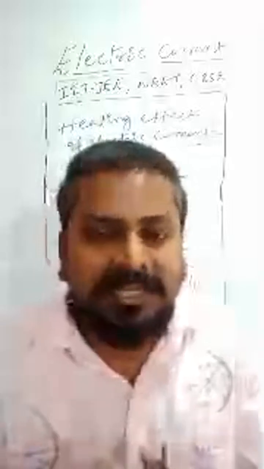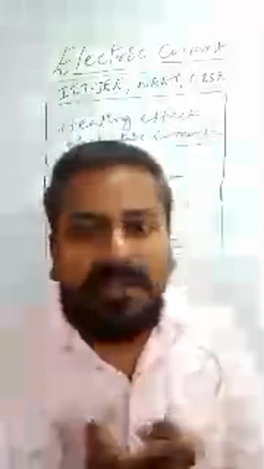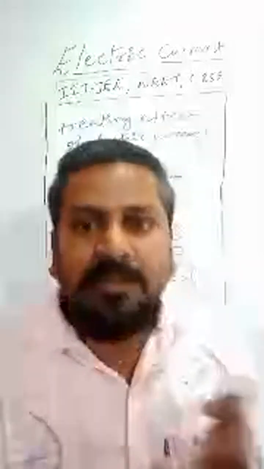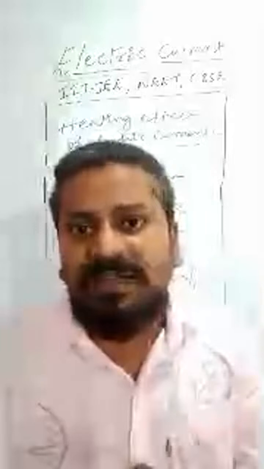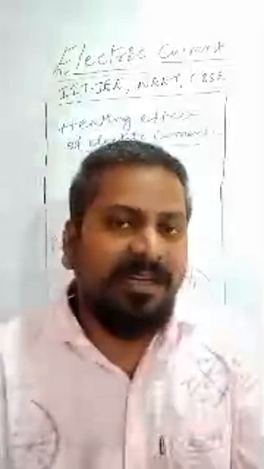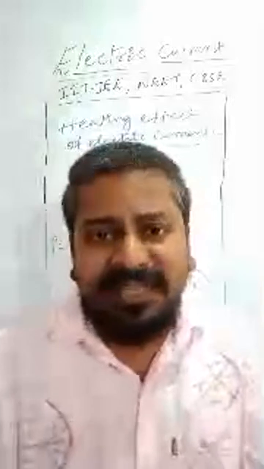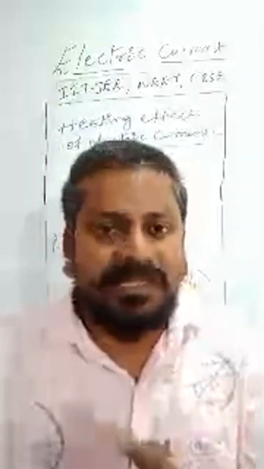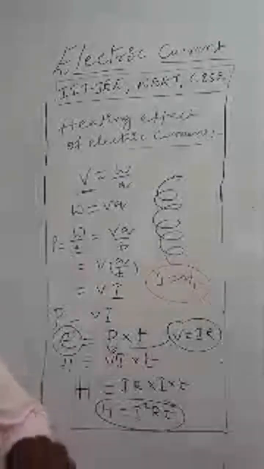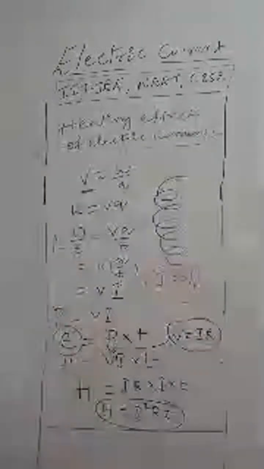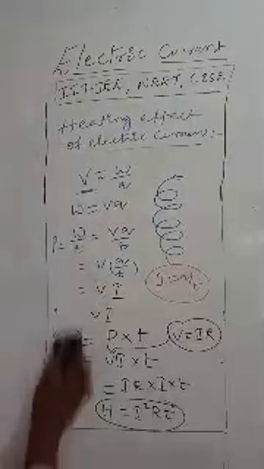We use that for electrical ovens, electrical cookers and iron boxes. These are the examples we can take. By converting electrical current into heat, we utilize that heat for our needs. So this is about the heating effect of electric current. I hope you got it. We know electrical power is P equal to VI. The commercial unit of energy is kilowatt hour. Only one point is left, so we'll discuss that and end this topic, the electric current topic.